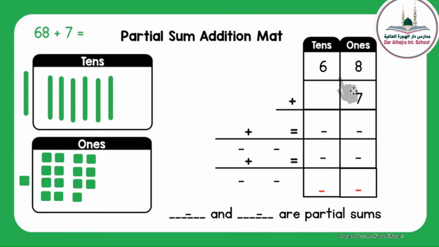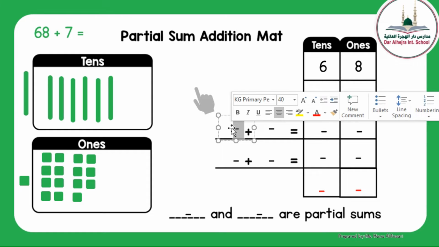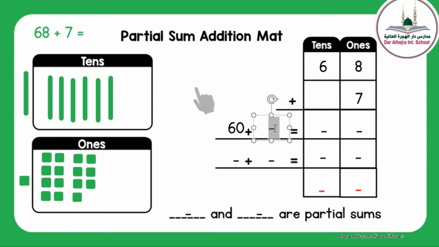Like this, I have represented 60, so 6 tens, and 8, I have got here 8 ones. Then I'll be adding 7 ones to that, so I've got 7 ones here. Now to add it with the partial sum addition method, I'll be adding the tens first. So I'll be writing here 60 plus 0, because there is nothing here, so the total will be 60.